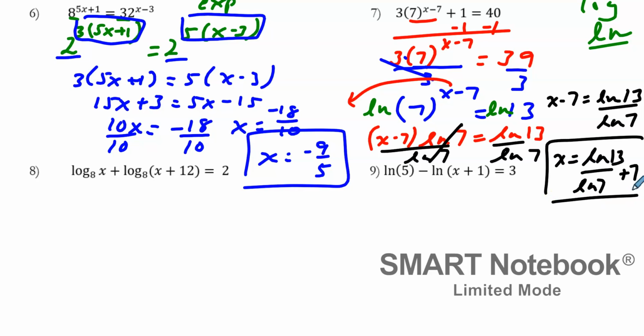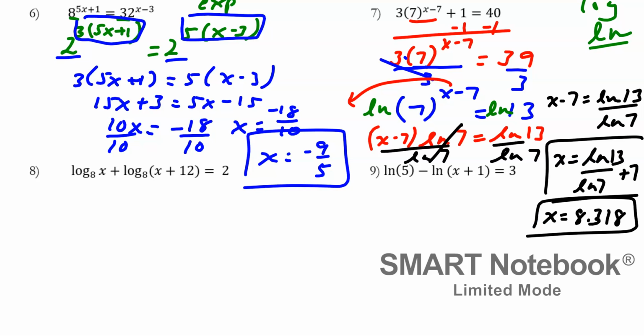Now it's important though also to know what your answer is to the nearest thousandth. So what you would do is take ln of 13 in your calculator, divide it by ln of 7, press enter, and then add 7 to that result. If you do, the answer to the nearest thousandth would be 8.318. Feel free to check that.